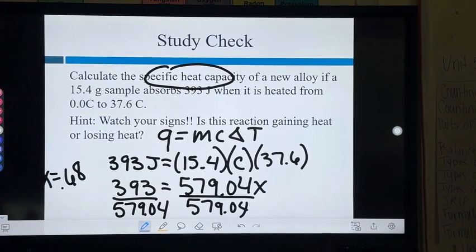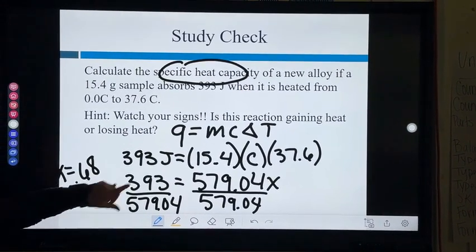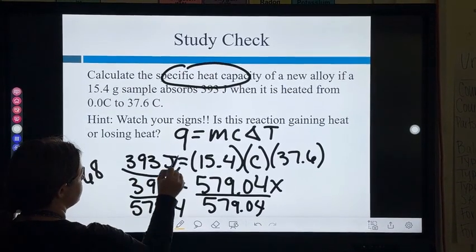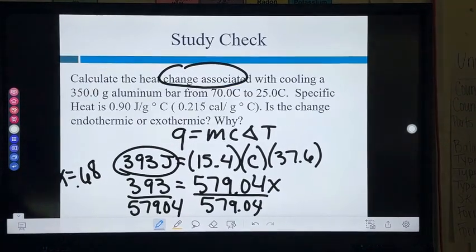Okay? So let's do one more problem together. And then it does ask, is this equation gaining or losing heat? We know that this Q is positive here, so we know it is gaining heat and it is endothermic. All right, let's do one more.